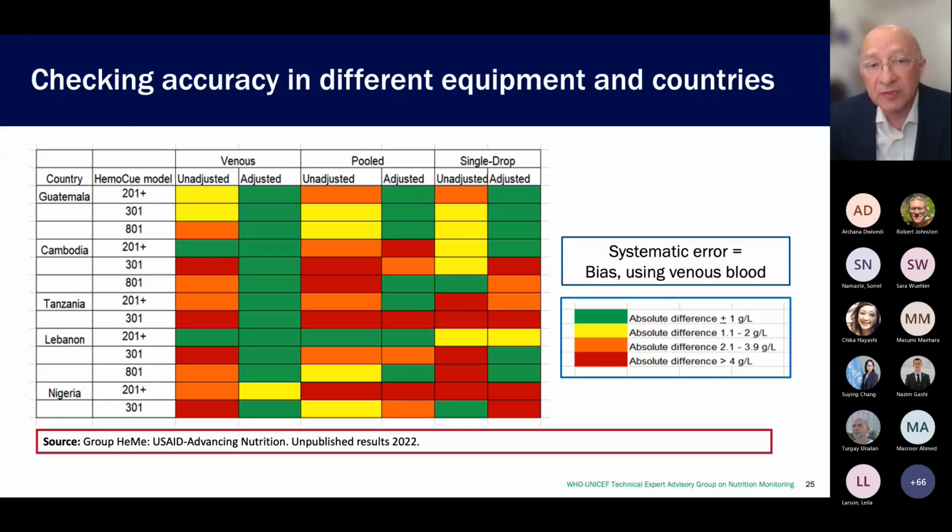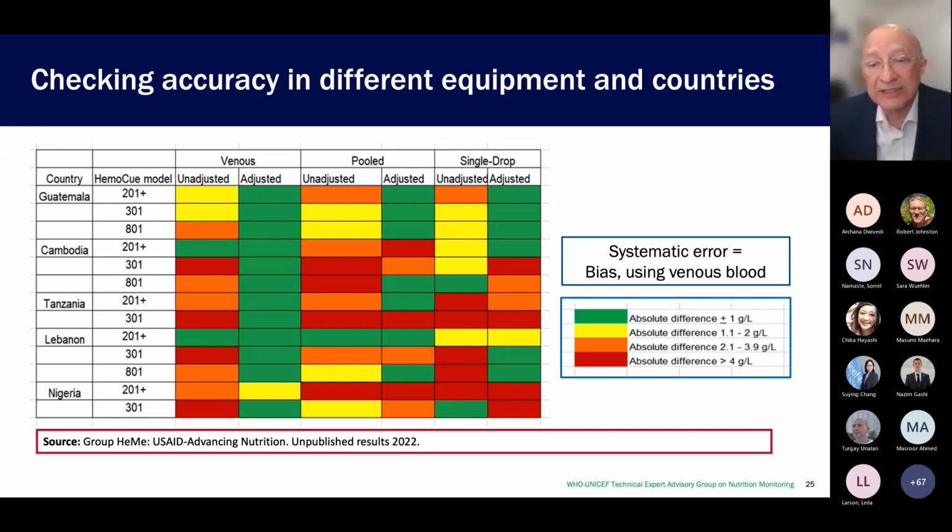The other thing from this figure is that the 301 HemoQs were consistently showing a larger systematic difference. But that does not mean that the machines cannot be used. They can be used if they are previously verified and adjusted by the bias. But this is a machine problem. The next one.